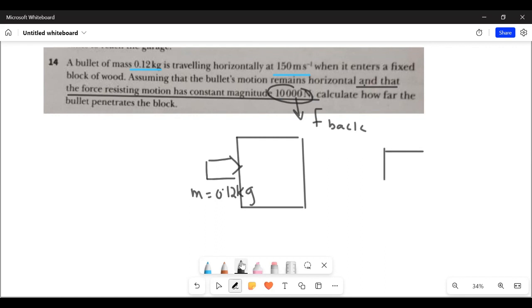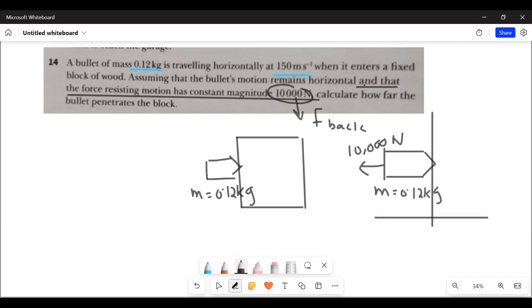Let me draw that on the bullet. So the bullet has a backward force. And it has a mass of 0.12 kgs, and it's actually going in this direction. So the backward force is pointed in the opposite direction. Calculate how far the bullet penetrates the block. So it will come up to somewhere here, let's say. So you have to find this distance. How much distance is covered?